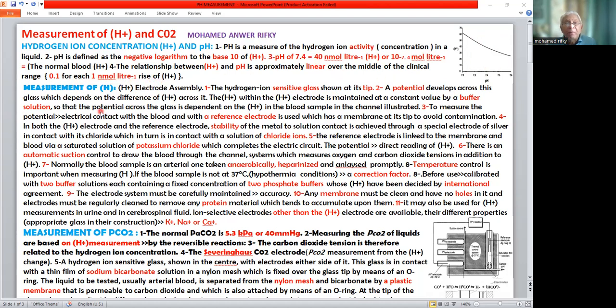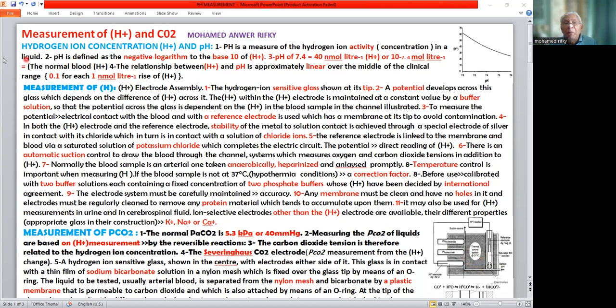Measurement of pH, or hydrogen ion concentration, by electrode simply uses what we call the hydrogen ion sensitive glass. This sensitive glass is present at the tip of the tube. You see, this sensitive glass has cations. I will show you more later on. It's made of lithium, and it exchanges its cations with hydrogen.